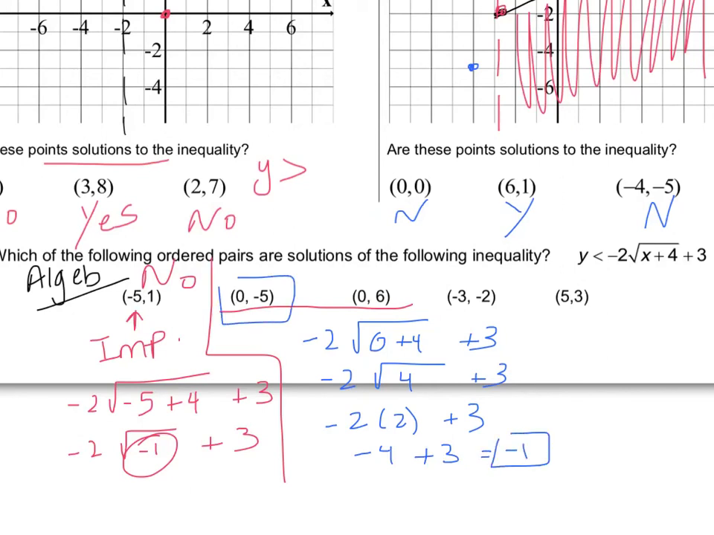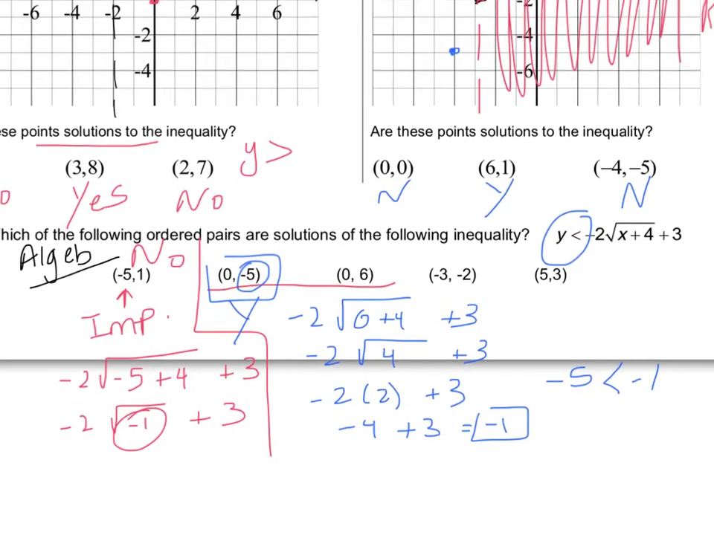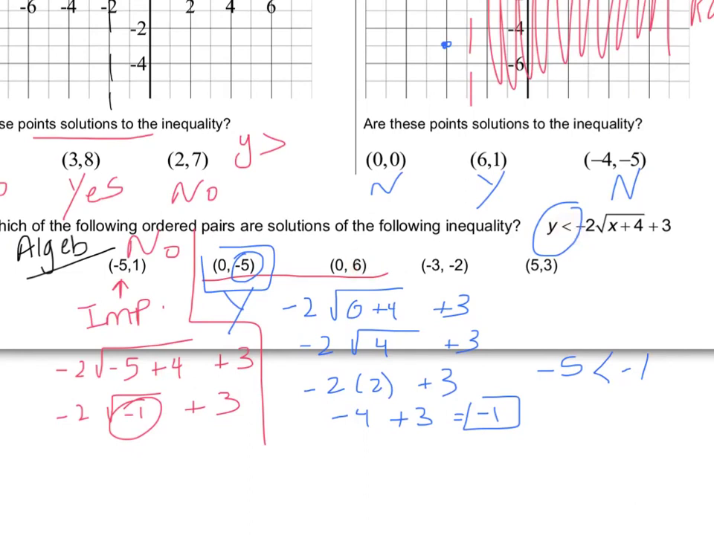Now I'm going to do this one first. You plugged in x equals 0 and you got negative 1. Now is the y in here? And they said less. So is the y that you got less than the number you just found? So let's see. Is negative 5 less than negative 1? Yes. So that is a yes. 0, negative 5 is part of the solution. Now, is the y in here less than the number you got? Is 6 less than negative 1? No. So that's a no.